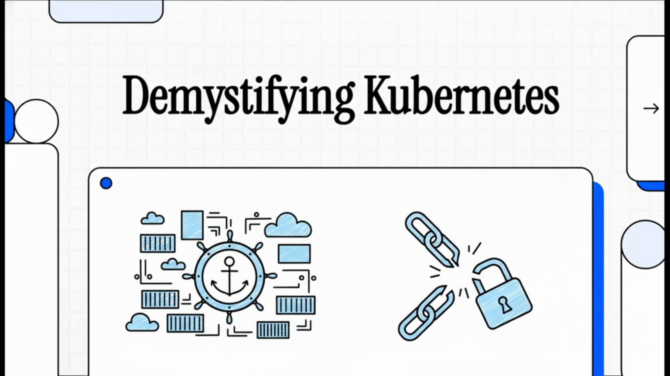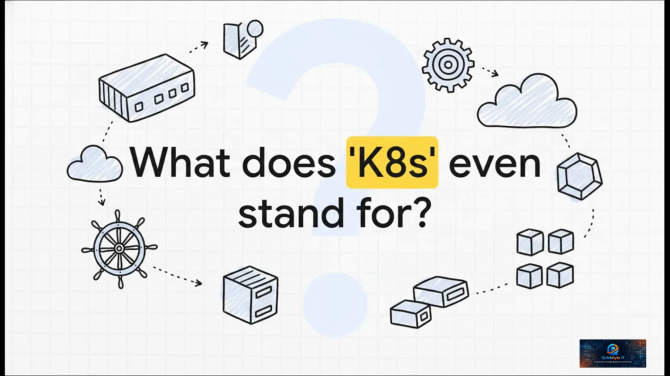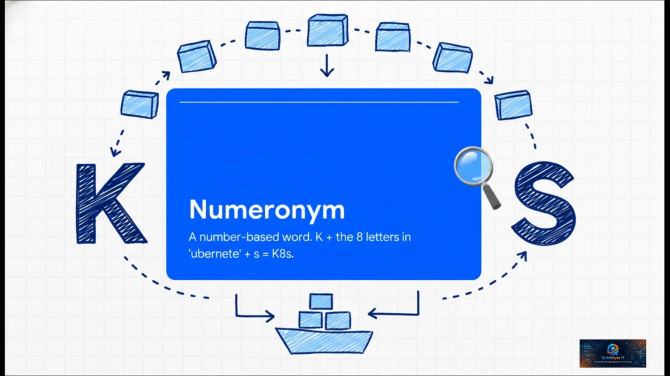Today, we're breaking down Kubernetes. It's one of the biggest tools in modern software, so let's go. You've probably seen it written as K8s, right? So, what's with the 8? It's a numeronym. That 8 just stands for the 8 letters between the K and the S.